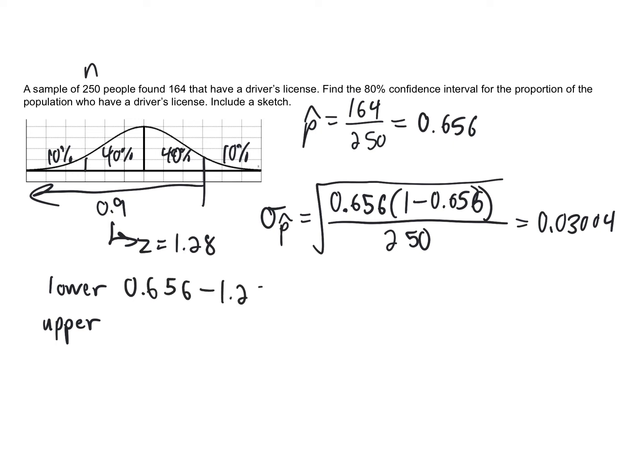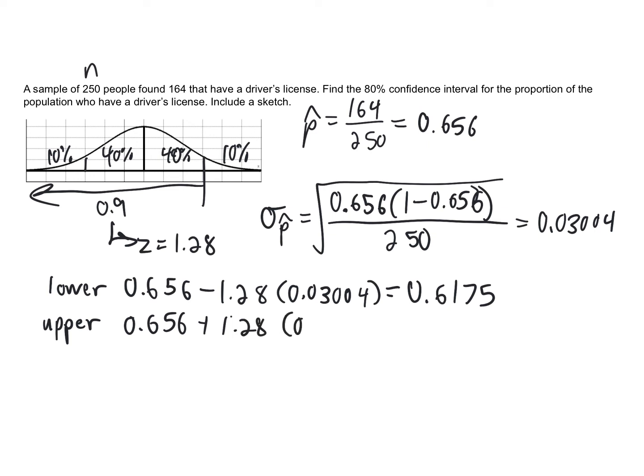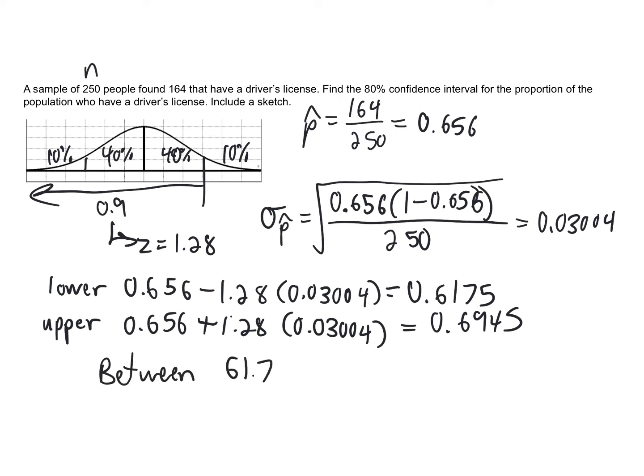0.656 minus 1.28 times our standard error, giving 0.6175, and 0.656 plus the 1.28 times our standard error, giving our upper limit of 0.6945. So we can say between 61.75% and 69.45% of people have a driver's license.